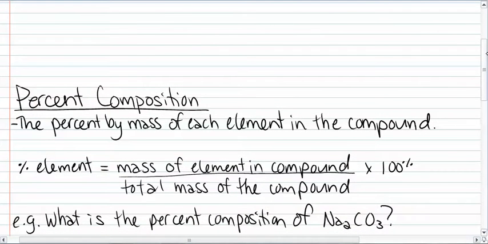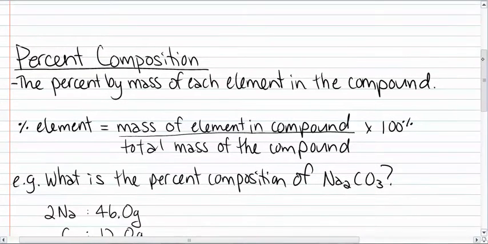What is the percent composition of sodium carbonate? A question like this is asking you to calculate the percent composition of each of the different elements that make up that compound. So we're going to have a percent sodium, a percent carbon, and a percent oxygen for this question. To do that, we're going to need to know what the mass of the sodium is, the mass of the carbon is, the mass of the oxygen is, and what the total mass of the compound is.